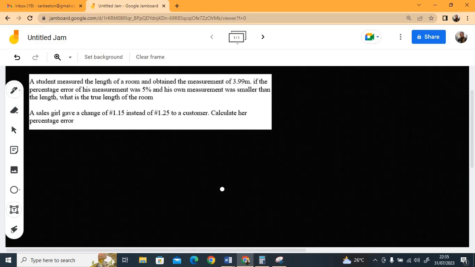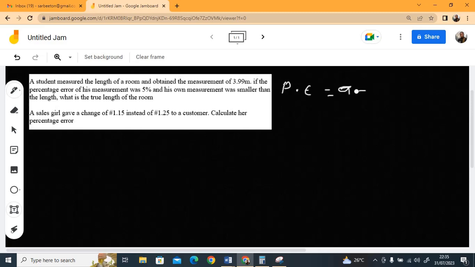Now what you are going to use is the percentage error. So it's going to be the actual length first, because, as I said, his measurement was smaller, so the actual length will come first.